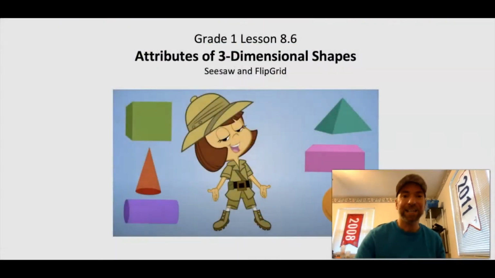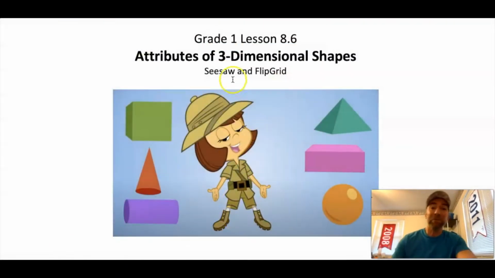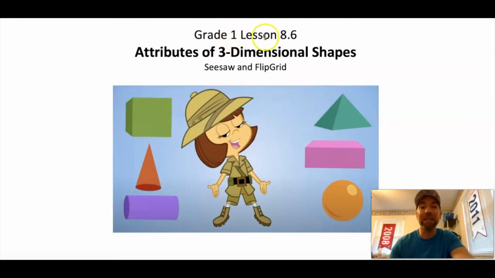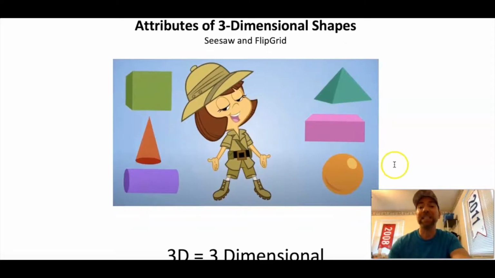Today, that's what we are going to be learning about. Three-dimensional shapes. Let's get started. So today we are going to be doing grade 1, lesson 8.6, and it's called the attributes of three-dimensional shapes. And you are going to be doing a Seesaw activity and a Flipgrid activity today. But before we go any further, let's learn about the 6 three-dimensional shapes. Let's see by the end of this video if you remember their names.